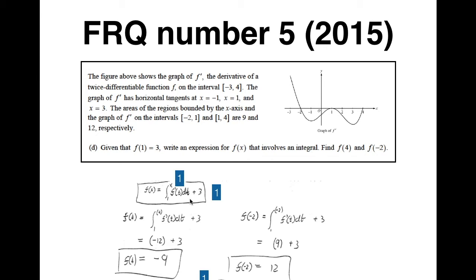You would avoid this issue if you would write f of x equals 3 plus and then the integral. Finally, there was 1 point for the answers, so a lot of work just for 1 extra point. If you make a stupid mistake, you lose the point.